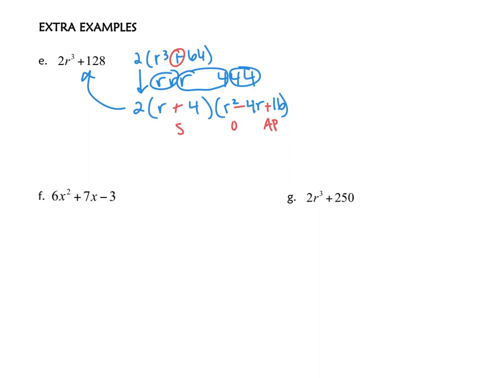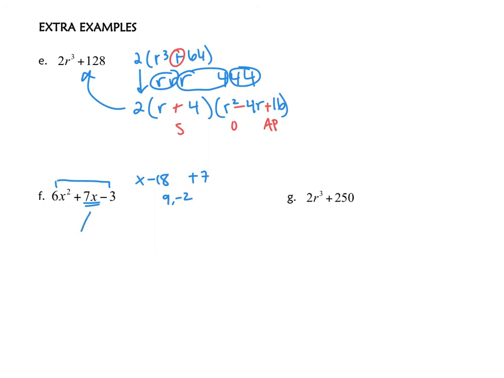In F, is there a GCF I can take out? No, nothing more than a 1. So now we move on. We have 3 terms, so we're going to split the middle. Don't forget about that 6. Looking for 2 numbers that multiply to negative 18 and add to 7, the number in the middle. So I'm going to use 9 and negative 2.